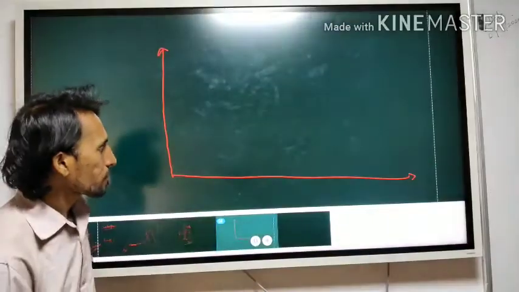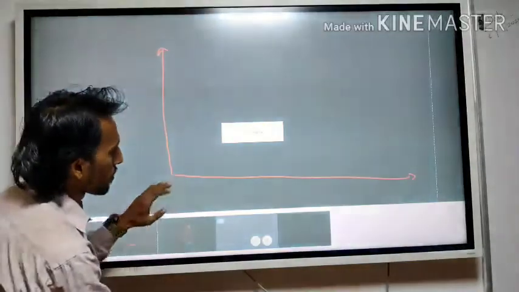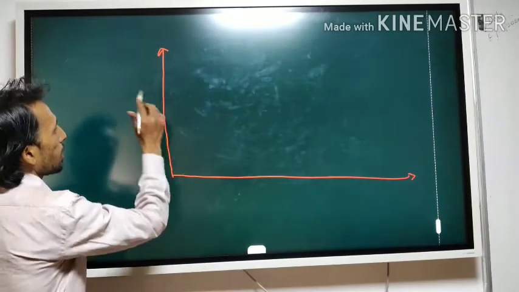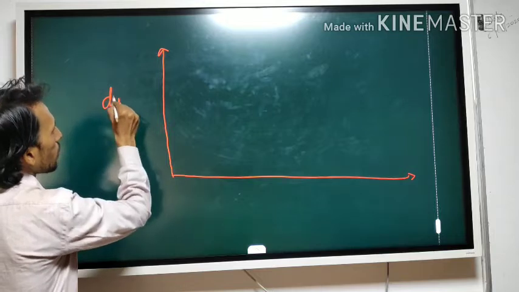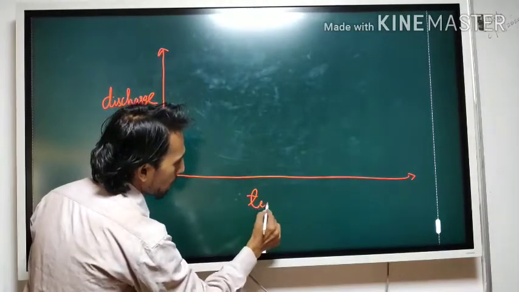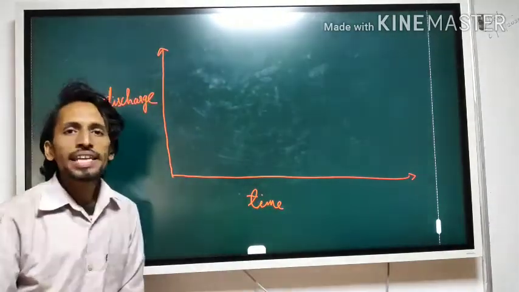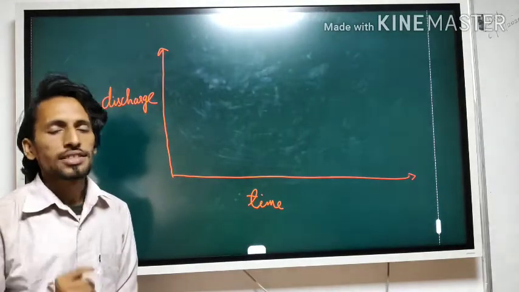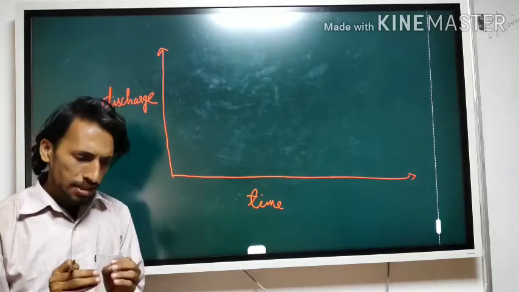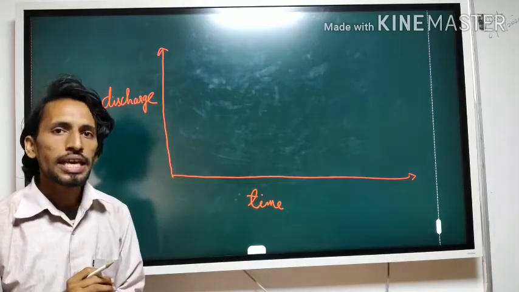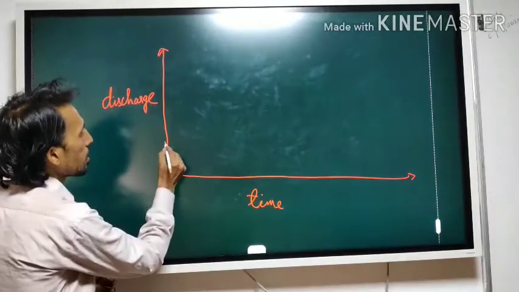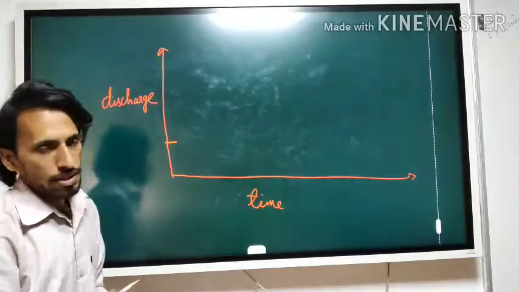So if this is some Cartesian system and you put discharge here, and you put some time. Before the beginning of rainfall, there must be some discharge in the river. That means some discharge will be in the river.